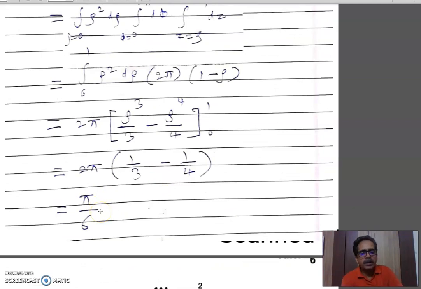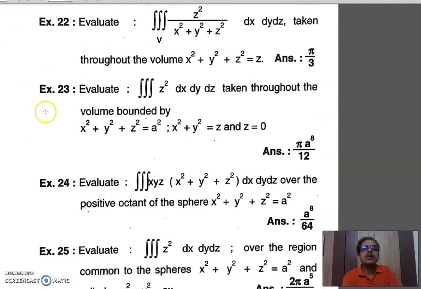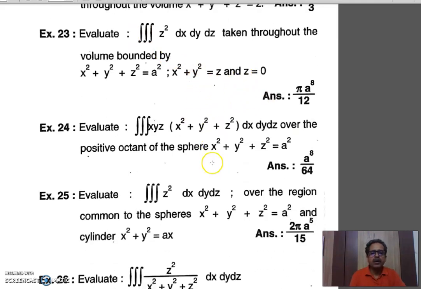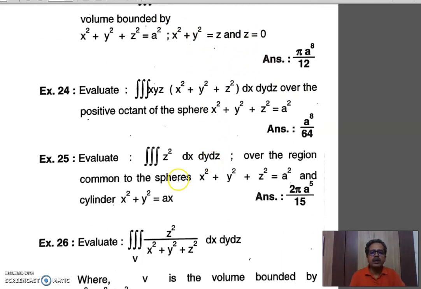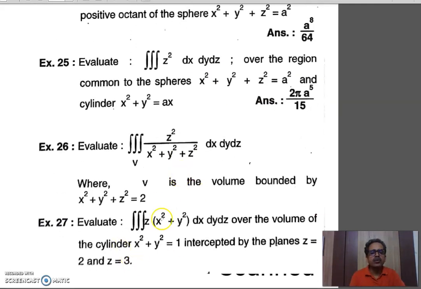Now after understanding this problem, you can practice these examples. In the first example we have to use spherical polar coordinates, while in the next problem we have to use spherical polar coordinates. In the third problem also spherical polar coordinates, but in the last problem we have to use cylindrical coordinates.